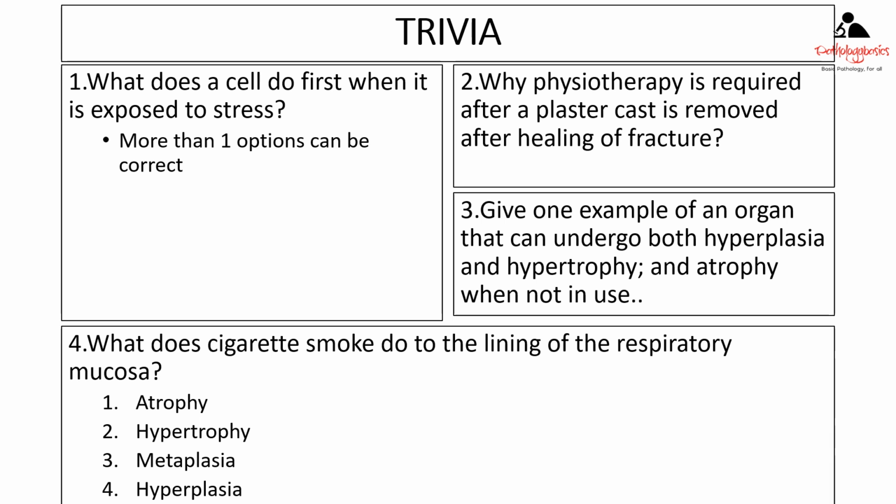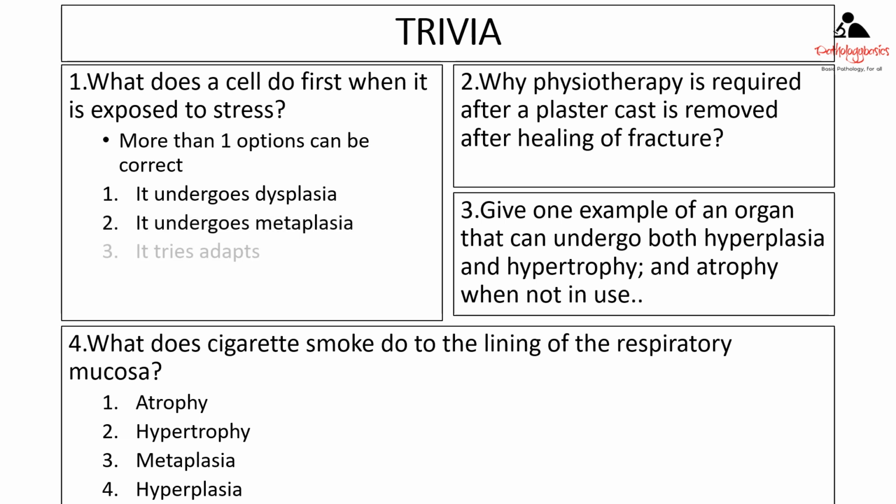So the first question is, what does a cell do when it is exposed to stress? Note that more than one option is correct over here. It undergoes dysplasia, undergoes metaplasia, it tries to adapt, or it tries to achieve homeostasis again. My question is very specific. What does a cell do first when it is exposed to stress? Yes, I think you must have guessed it right. When the cell is first exposed to stress, it tries to adapt and tries to achieve homeostasis again. So go through the other questions. I'll tell you the answers in the next video.